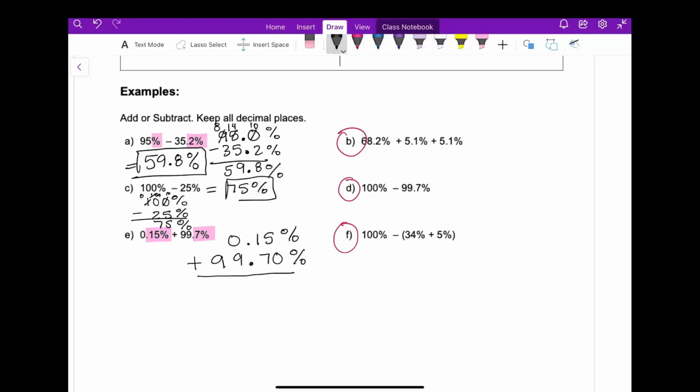So we are ready to add. We have the lined up decimal and the same amount of decimal places. So we have 5 plus 0 is 5, 7 plus 1 is 8. Bring down your decimal, 99.85%.